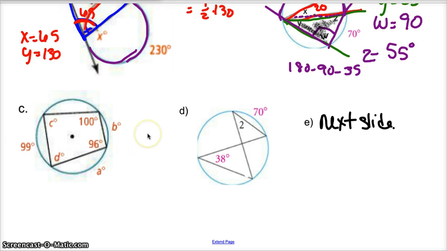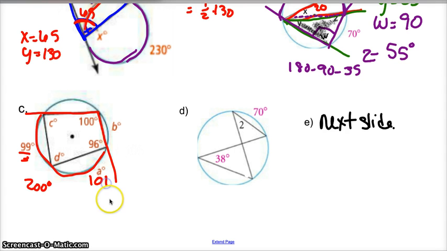All right, letter C. So what I'm going to do for letter C is similar to how I started the other ones. I'm going to pick an angle, the 100, and extend it out. So if the angle is 100, that means that the arc is 200. But we know that part of that 200 is made up of 99. So 200 minus 99 is 101. So that gives me the degree for A.